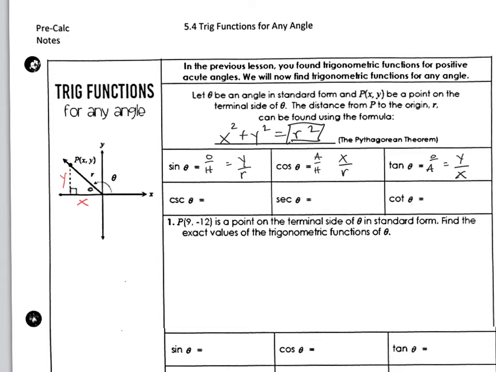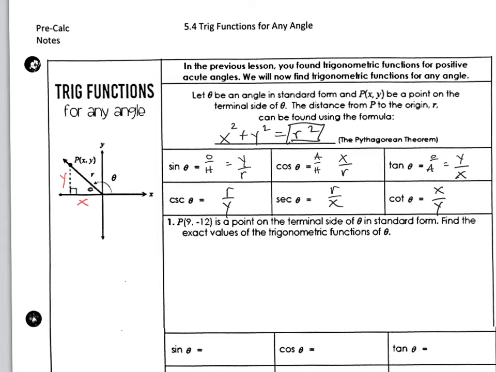Now, for the reciprocals, it's probably faster if you do the sine and then do the cosecant right afterward, because all you have to do is flip it over. Secant goes with cosine, so that'll be R over X, and cotangent is the reciprocal of tangent, so that's X over Y.